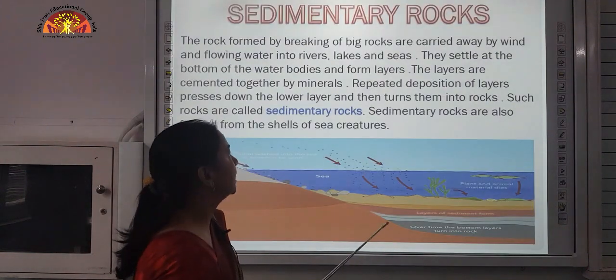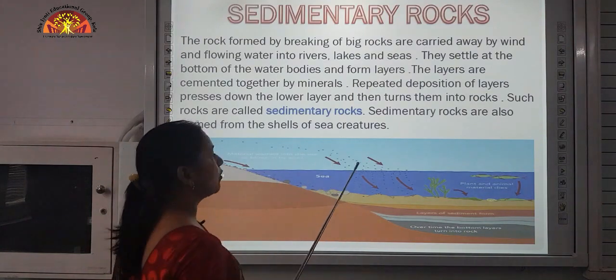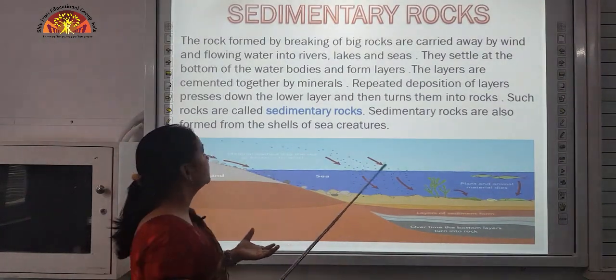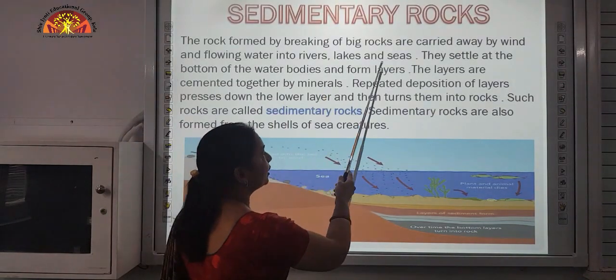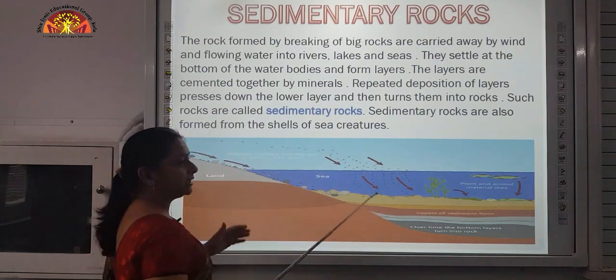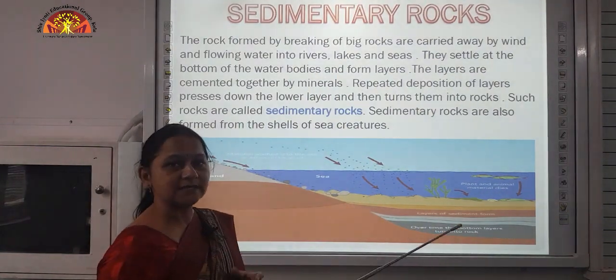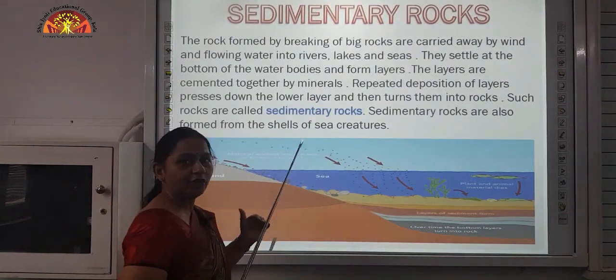Now the next rock that we are going to deal with is sedimentary rocks. Now how are these sedimentary rocks formed? Let us understand. Big rocks break, means the rocks are formed as a result of weathering. These rock pieces are carried away by wind or water.